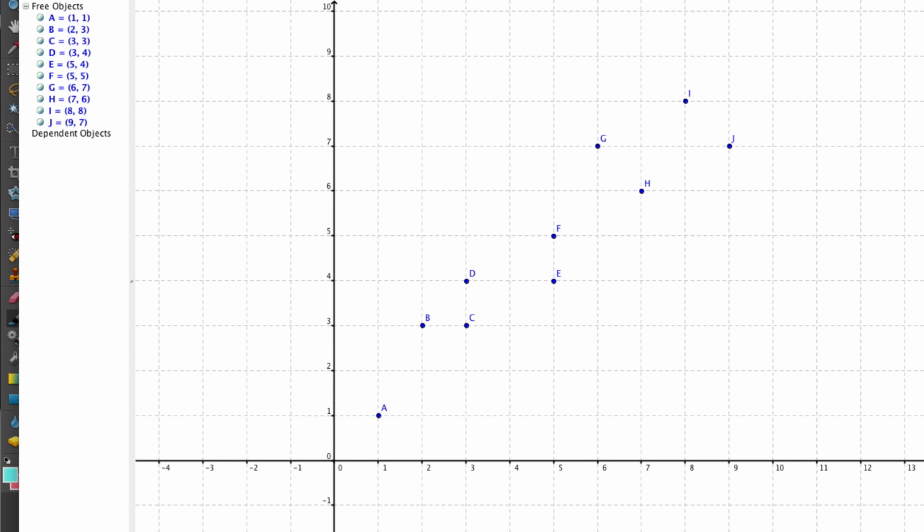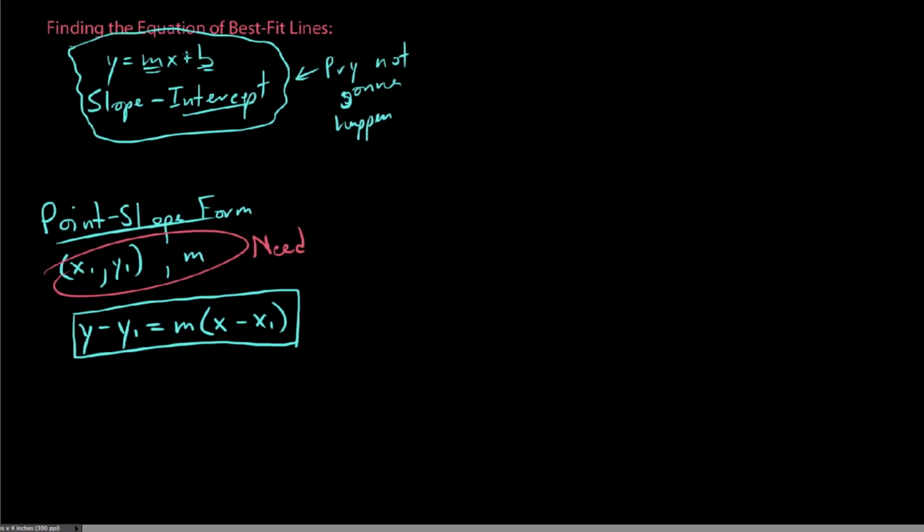Actually, let's go ahead and write out the method for finding the equation of a line. Actually, that would be really good to do. So step one is make our scatter plot, which has already been done for us in my examples today.